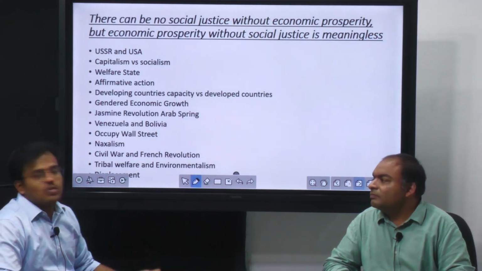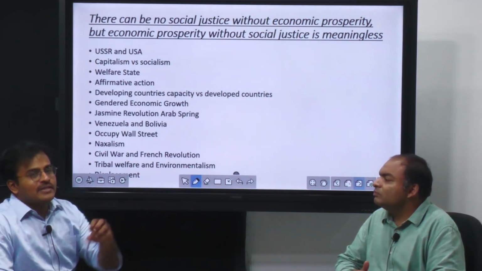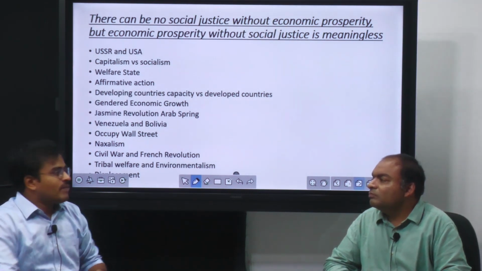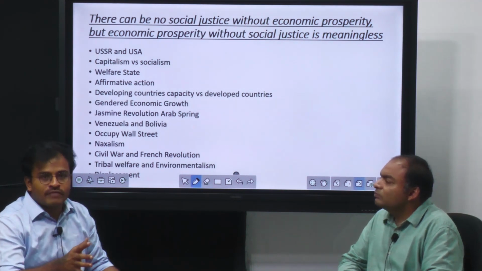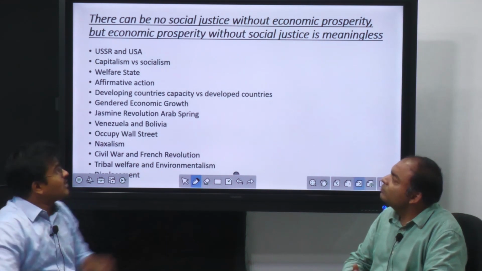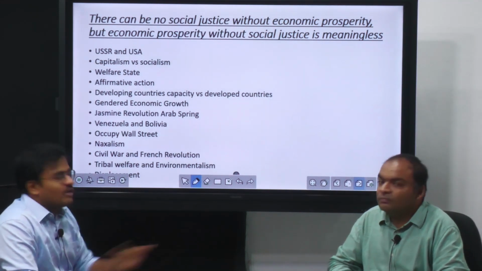Then we'll move to the discussion on the various dimensions: how, if we exclude social justice from economic prosperity, problems might come. At the same time, the other dimension is how, if you pursue only social justice at the exclusion of economic progress, what kind of problems can come. And finally, we can conclude. The next dimension is with respect to the concept of affirmative action, which Sir will speak about.